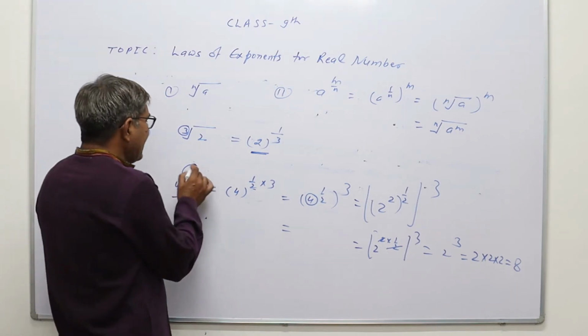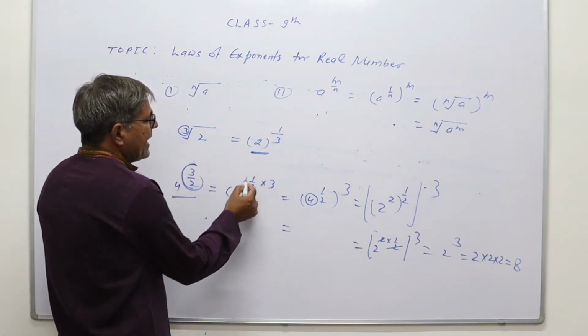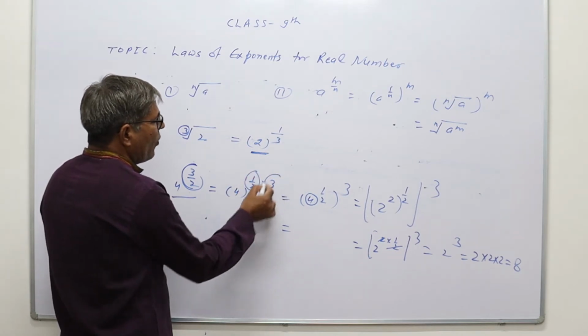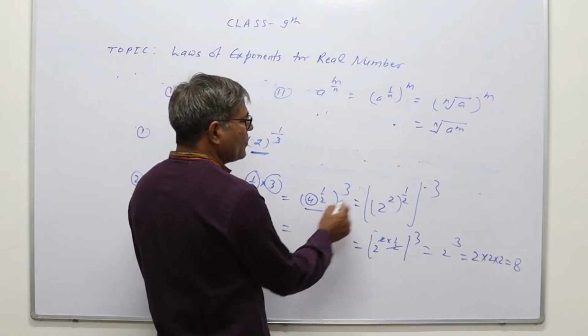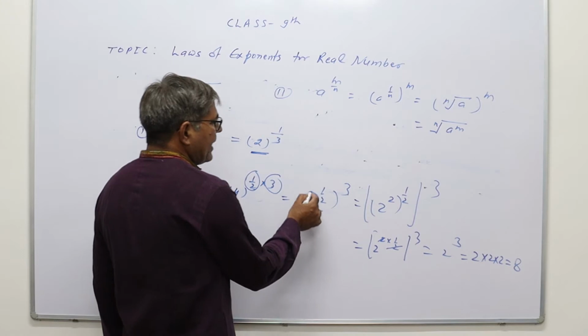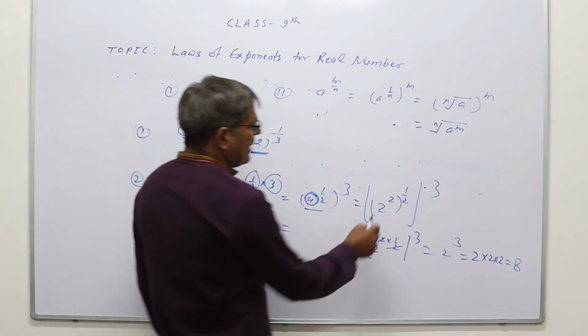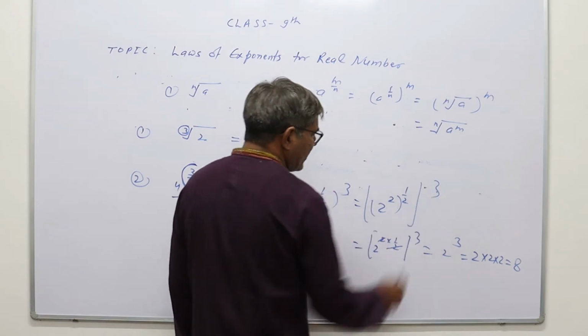we can write the 3 by 2 as 1 by 2 into 3. Now, these are the 2 powers on 4. So, we can write this as 4 raised to the power 1 by 2 whole power 3. Now, if we express 4 in the power of 2, then 4 can be written as 2 raised to the power 2 whole power 1 by 2 whole power 3.